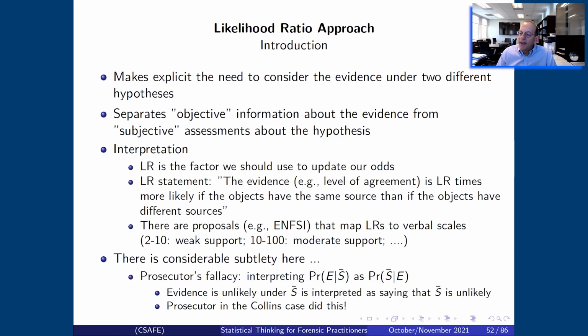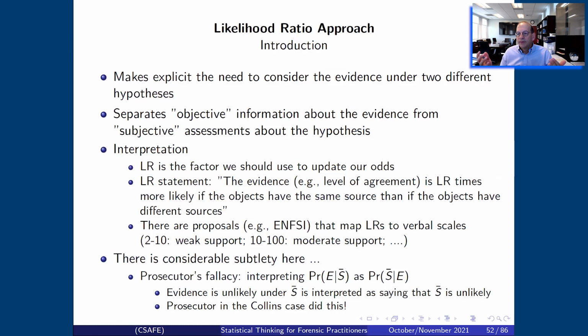So my plan is to go through the likelihood ratio approach by thinking about 3 different cases. But before I do that, I want to say a couple of things that we should know. In particular, the middle of the slide says how you talk about likelihood ratios. The likelihood ratio statement is that this evidence, or this level of agreement of the evidence, is 1,000 times more likely if the objects have the same source than if the objects have different sources, right?